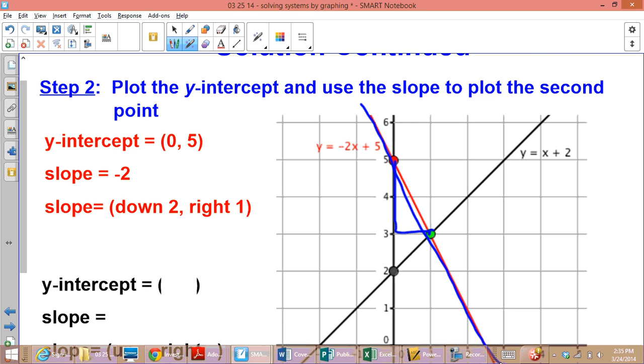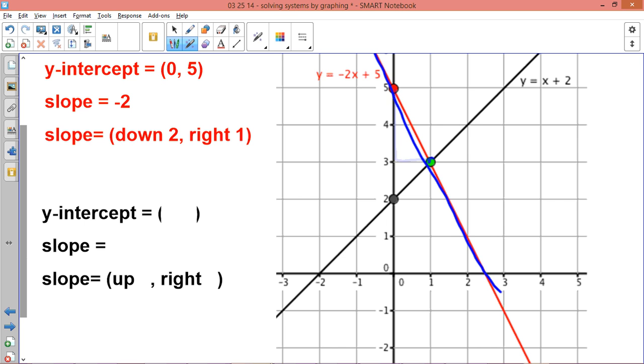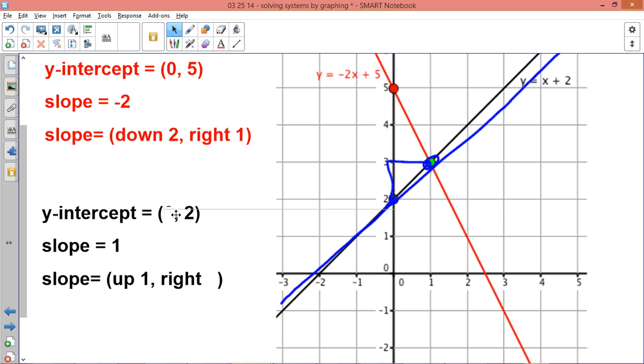For the next one, I do the exact same thing. The y-intercept was 2, so the point is (0, 2). That's right here. The slope was 1, so that means I go up 1, right 1. That gives me my second point. I connect those points, and I have that line. So up 1, right 1. Okay?